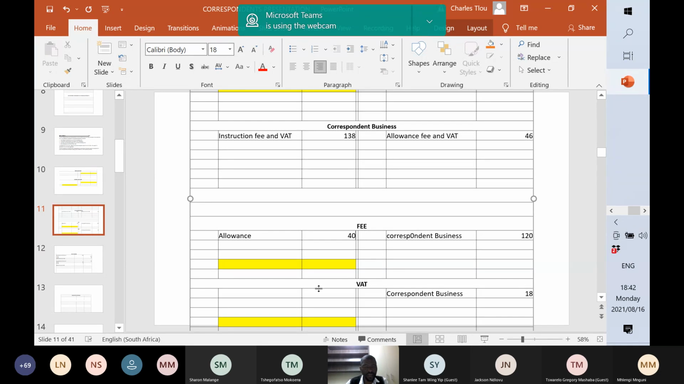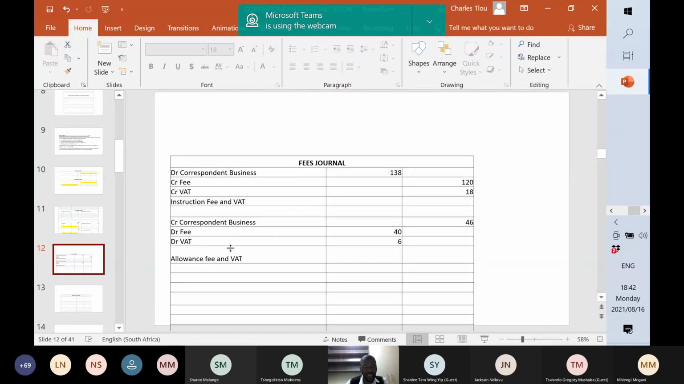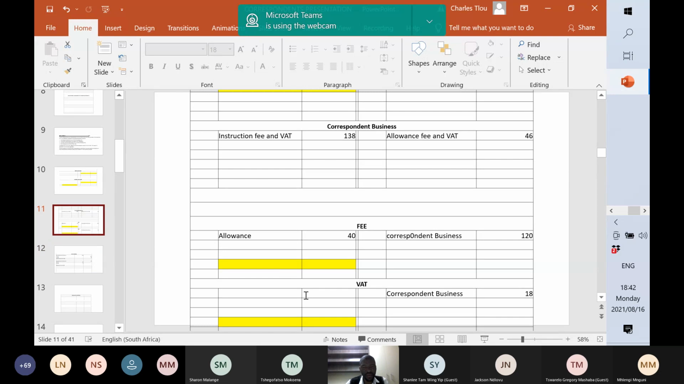Then you've got your VAT. Then you go back here, it tells you that your VAT now must be debited with 6 rand. Then you come here, VAT debited with 6 rand. Again, allowance, and that is 6 rand. That's what you do when you give an allowance.